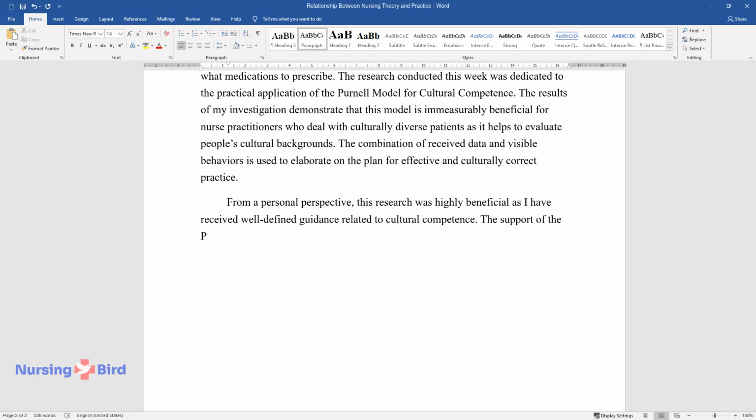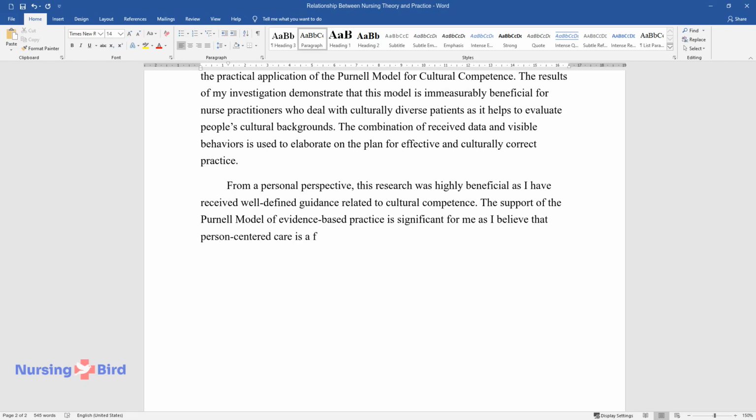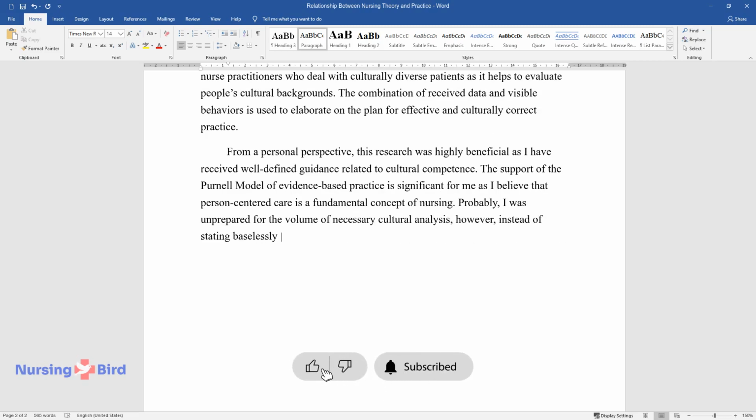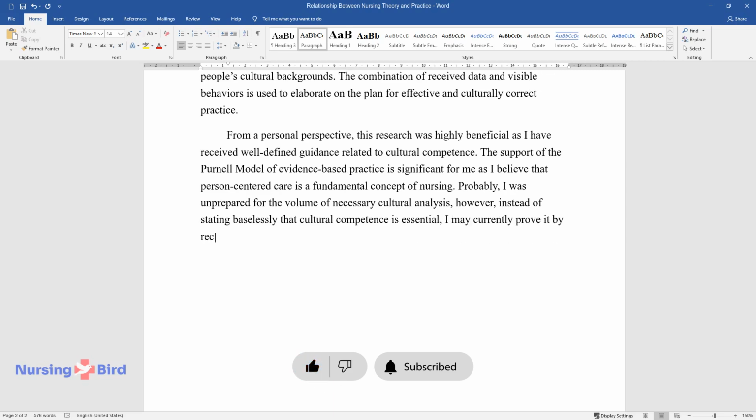The support of the Purnell model of evidence-based practice is significant for me, as I believe that person-centered care is a fundamental concept of nursing. Probably, I was unprepared for the volume of necessary cultural analysis. However, instead of stating baselessly that cultural competence is essential, I may currently prove it by receiving knowledge.